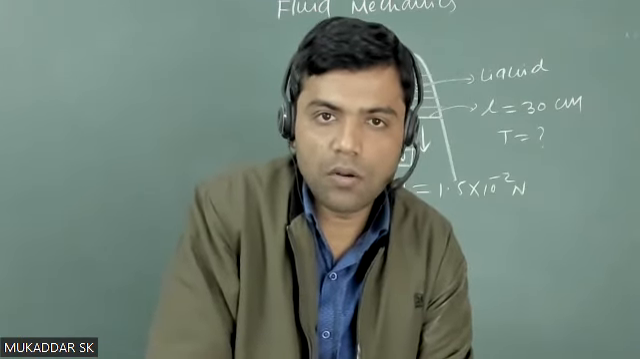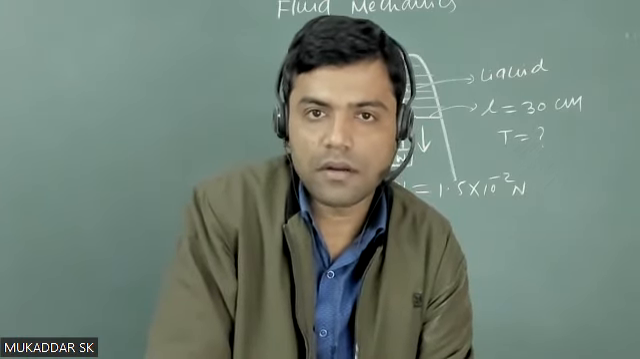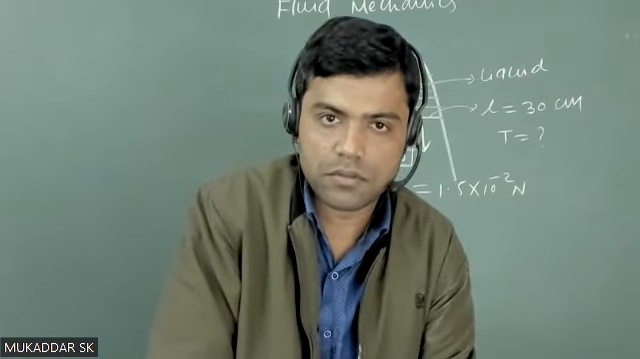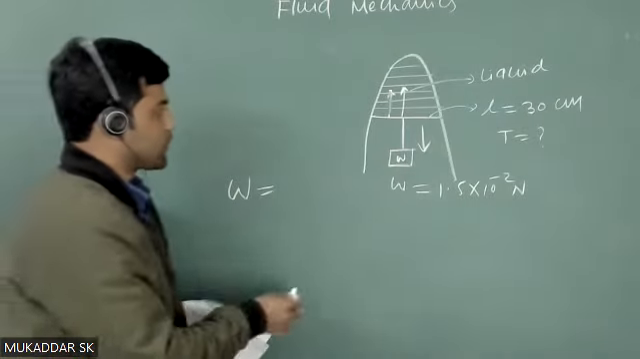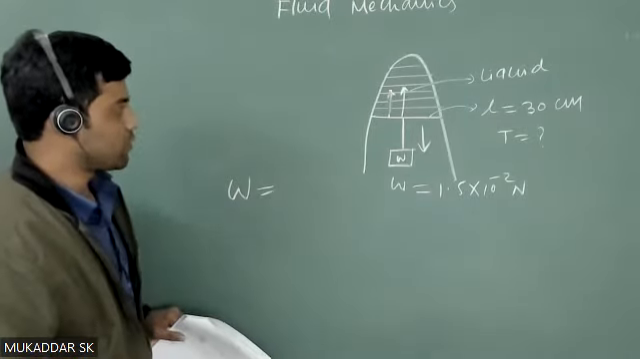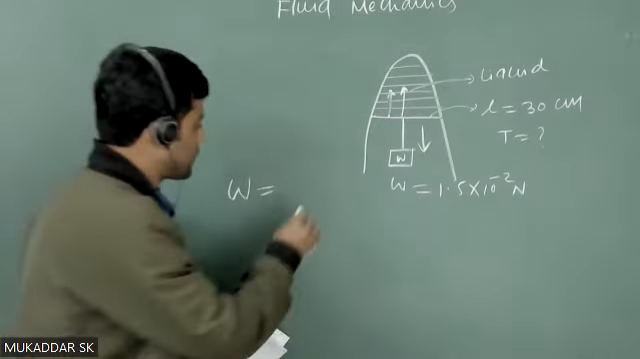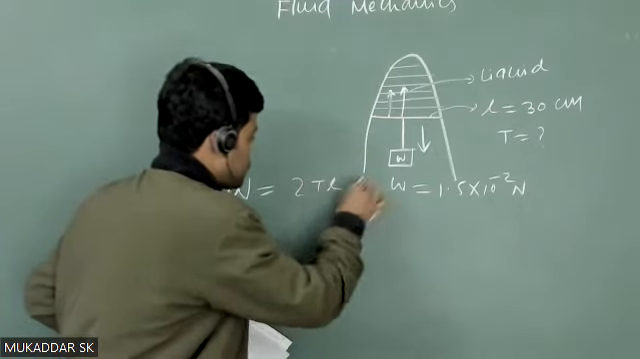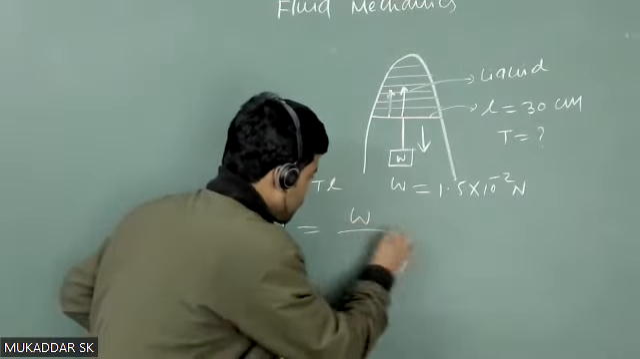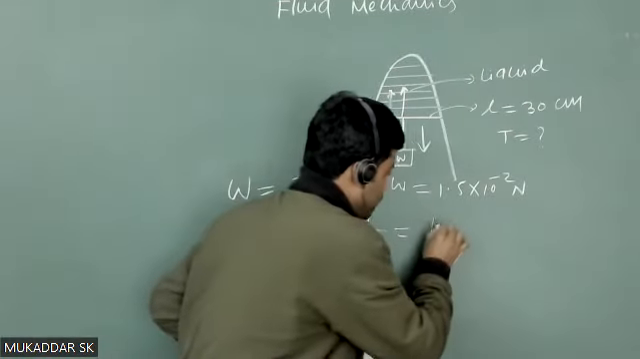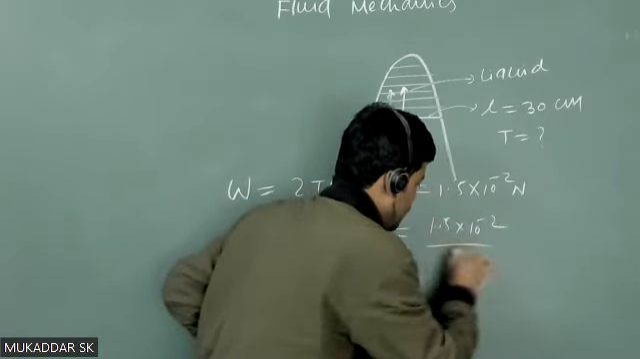So what does support mean? It means both forces are equal, or the motion of this sliding wire is 0. So W is balanced by the force due to surface tension. Since you have a liquid thin film, that force will be 2TL. It means T will be W by 2L, and W is given as 1.5 × 10^-2, divided by 2L.